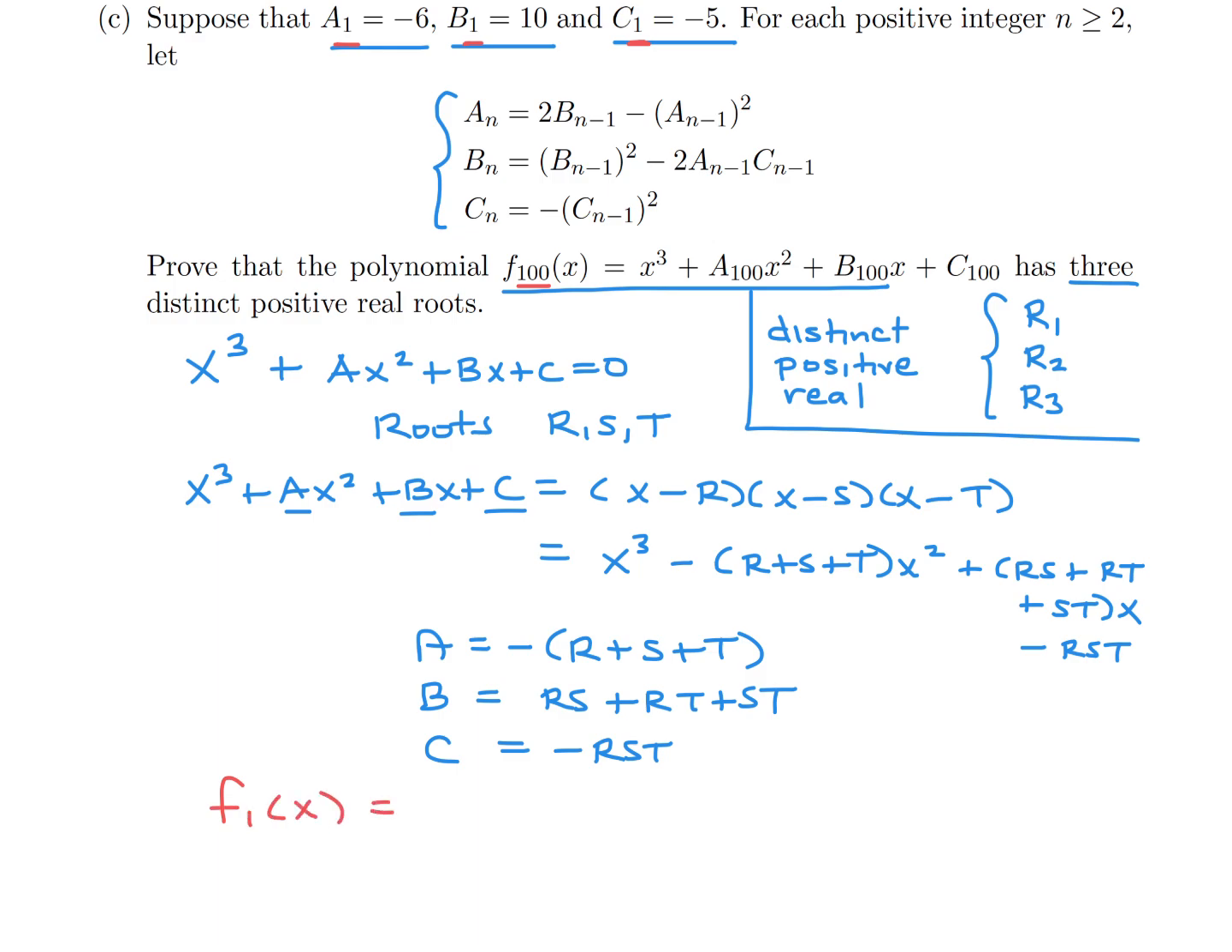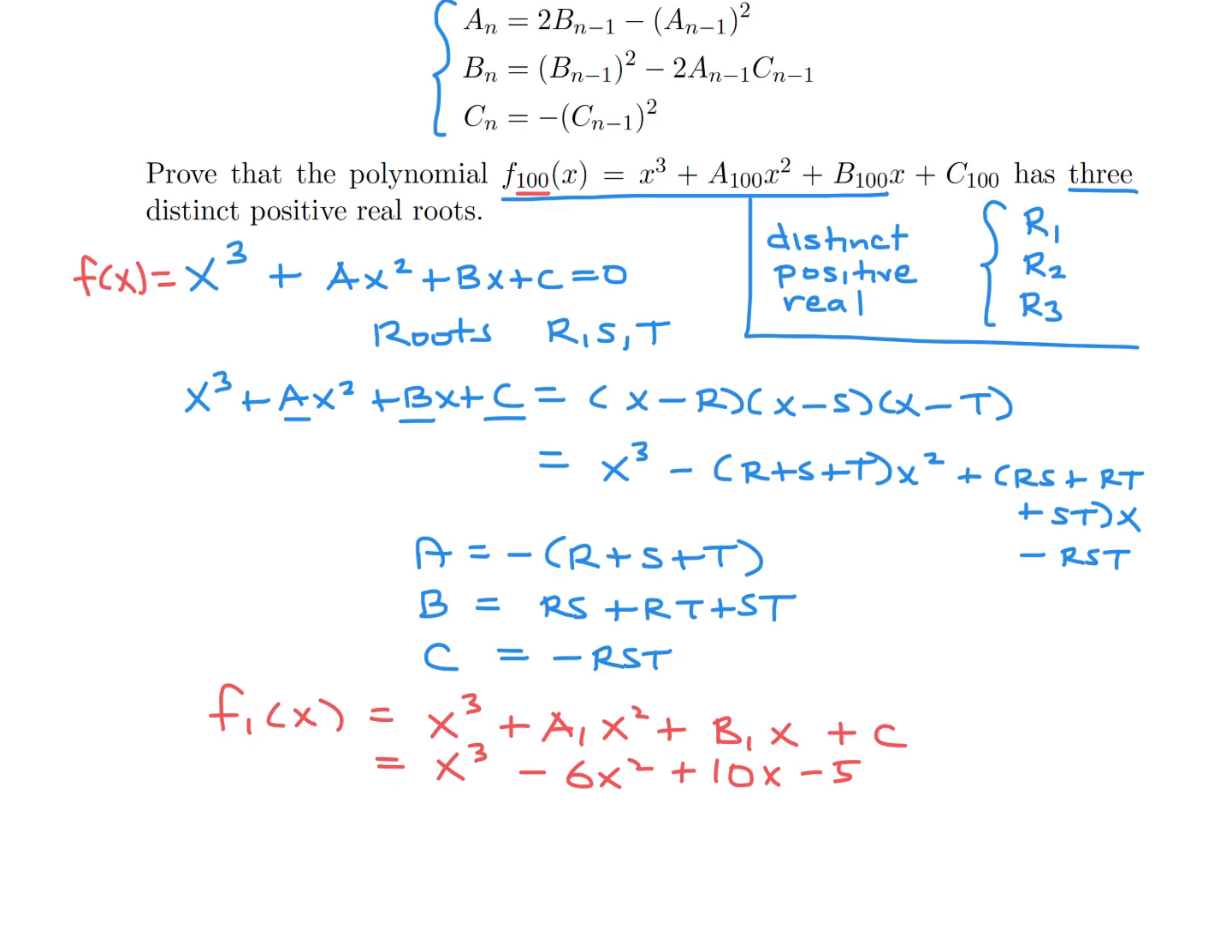So f at 1 is basically, if this is f at x, right? F at 1 would be a1 x squared plus b1 x plus c. And then they start us off with the ones. So a1 is minus 6, and then b1 is 10, and then c1 is minus 5.